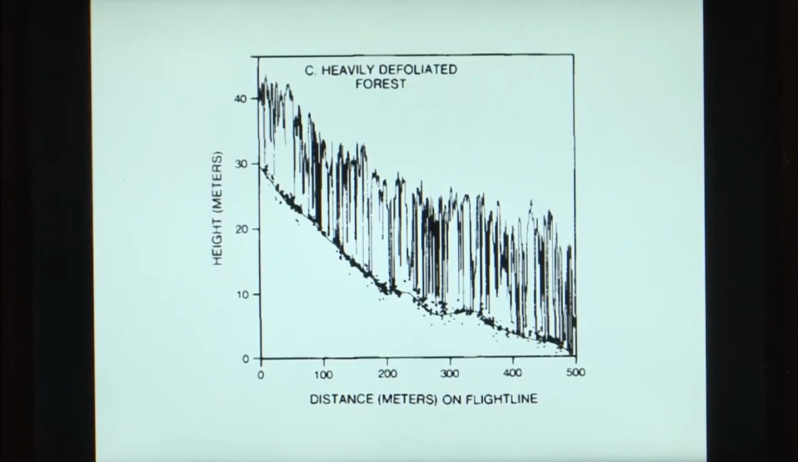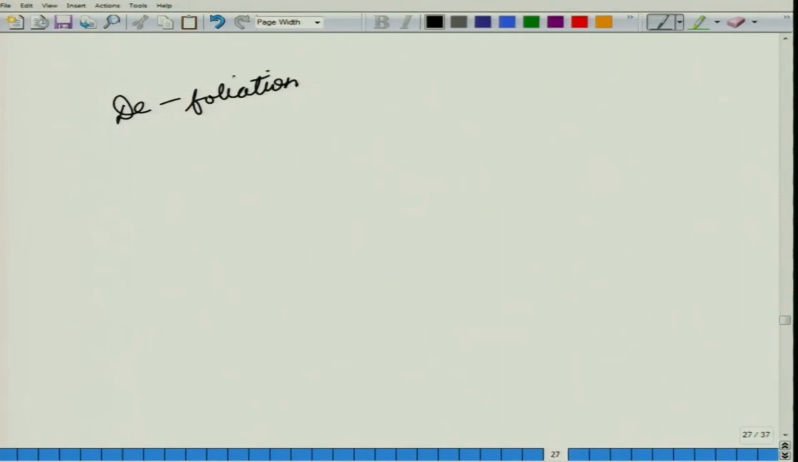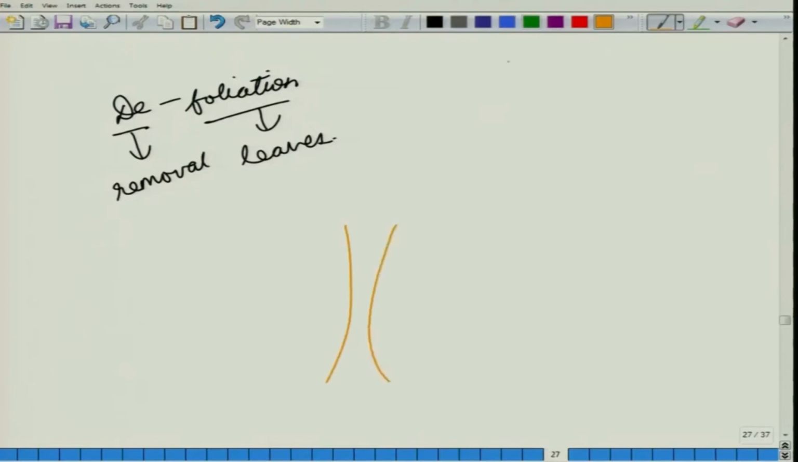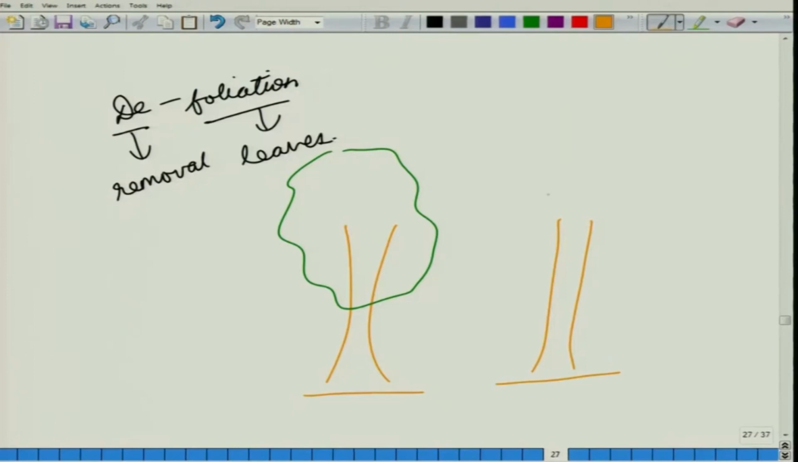This forest on the other hand is a heavily defoliated forest. So, what is defoliation? Defoliation is the removal of foliage, foliage is the leaves. So, for instance, in the case of a deciduous tree, if you look at that tree in a wet season, it would look like this, whereas in a dry season it would shed all its leaves and you would just be able to see the branches. So, this is a foliated tree and this is a defoliated tree.